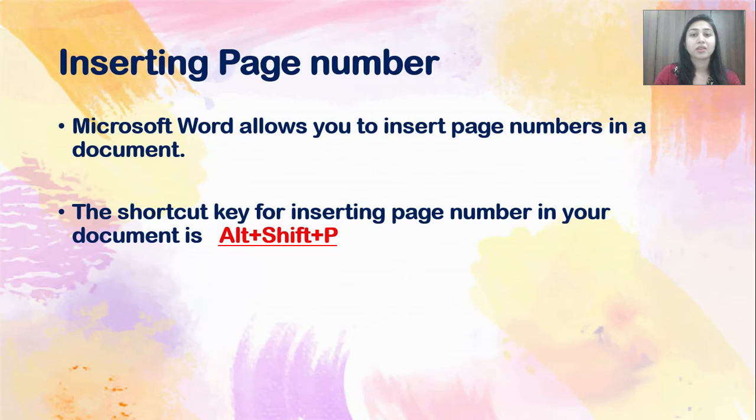Okay. Now students, next topic is inserting page number. Microsoft Word allows you to insert page numbers in a document. The shortcut key for inserting page number in your document is Alt plus Shift plus P. You have to remember this shortcut key. Okay students, Alt plus Shift plus P is a shortcut key to insert a page number in a document.